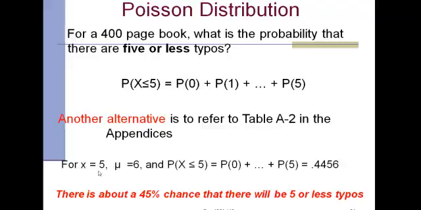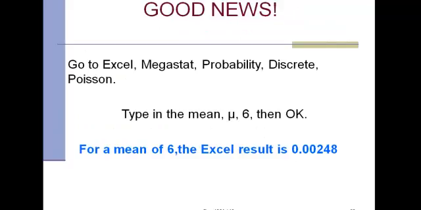So x equals 5, mu is our 6 that we expect. The probability that x is less than or equal to 5, well, you could add up the probability of 0 plus 1 plus 2 plus 3 plus 4 plus 5, which would give you 0.4456. Let me go back to that spreadsheet answer.